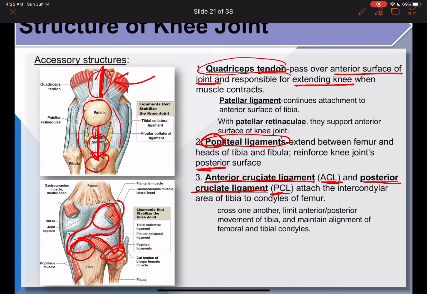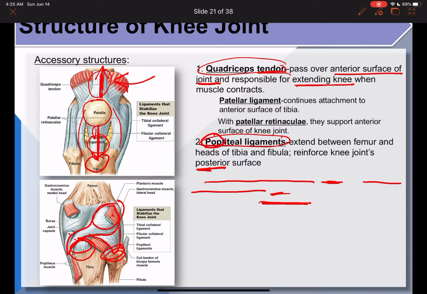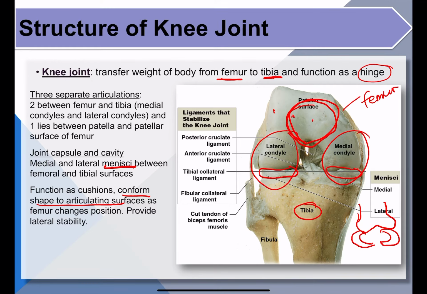And what they do is they attach the intercondylar area of the tibia to the condyles of the femur. So you can actually see those two ligaments in these two pictures here because they are within the condyle. This is that anterior cruciate ligament, ACL. This is the PCL, posterior cruciate ligament.